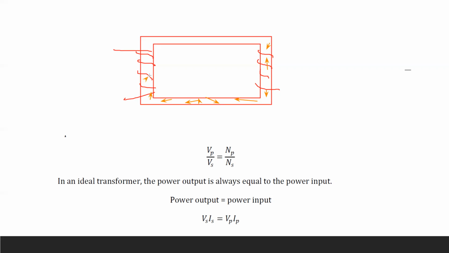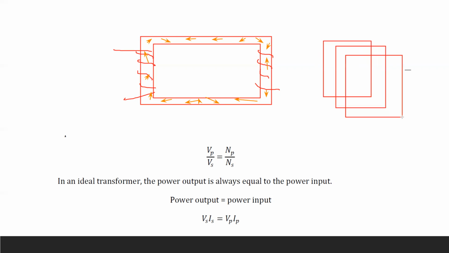So how can we minimize these losses? To reduce this loss, we use a laminated iron core. Basically, we use thin sheets of iron instead of one piece of iron. Thin sheets are there, and we wrap the wire around these thin sheets instead of using one piece. So what's the advantage? It will have a large surface area, so it will cool down faster, and minimize the eddy current as well.